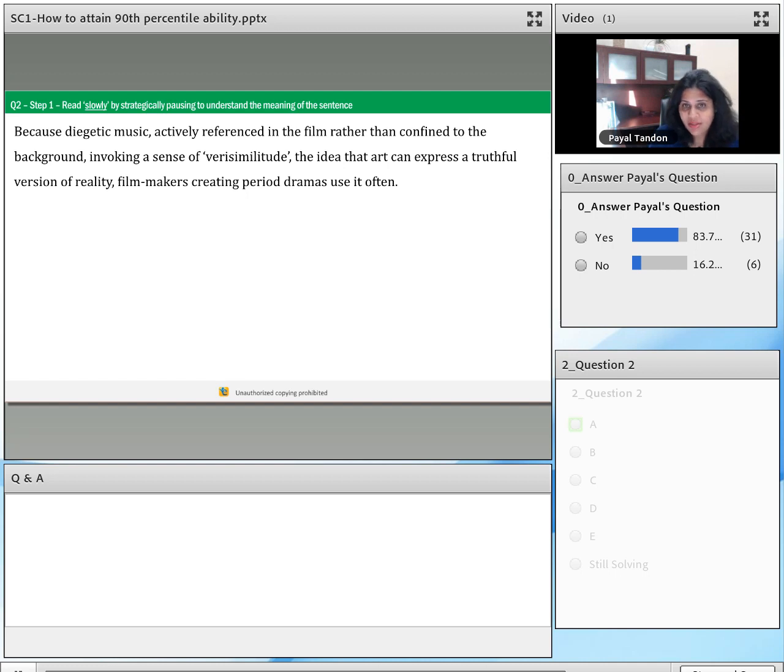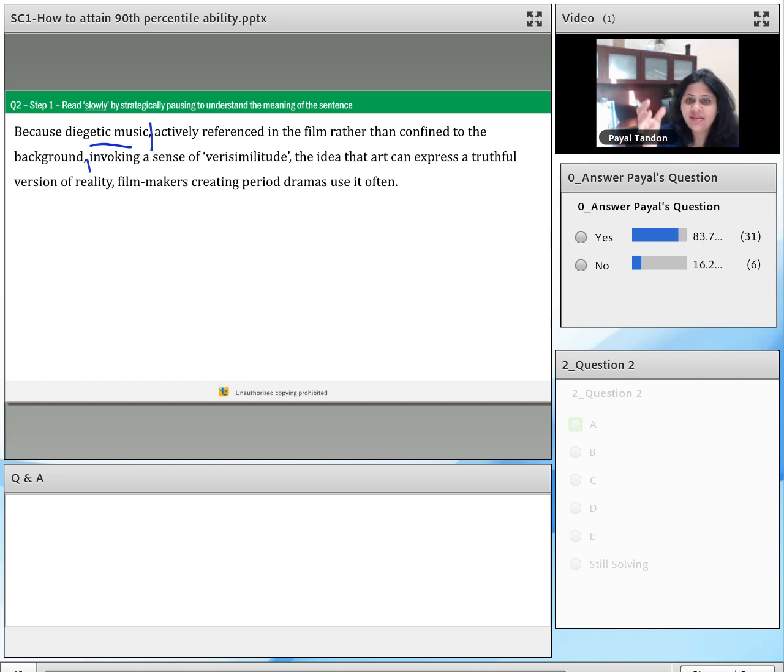There should be a cause and effect. Okay, that's something which you require the author to tell you. Because diegetic music, I'm going to shorten this as DM, actively referenced in the film rather than confined to the background. So you pause here, okay? Why am I pausing here? Because I've read quite a bit of information. It seems that it's a natural break. It's between two commas, so that's a natural break.